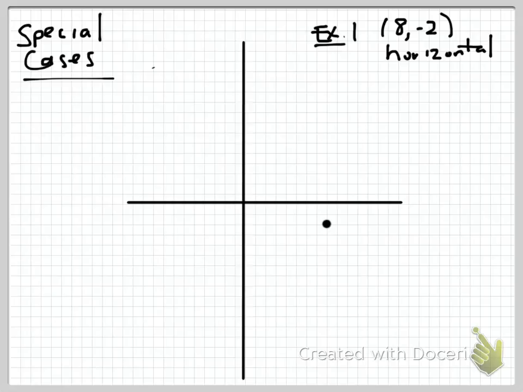Okay? Now what do I do? Okay, I draw a horizontal line. What does a horizontal line look like? It's flat. Horizontal line's flat. So I'm going to draw a horizontal line. Where? Across that point, right? That's why they give you the point. Okay, so there's my horizontal line. So that's the graph. Now let's answer a couple questions about this.